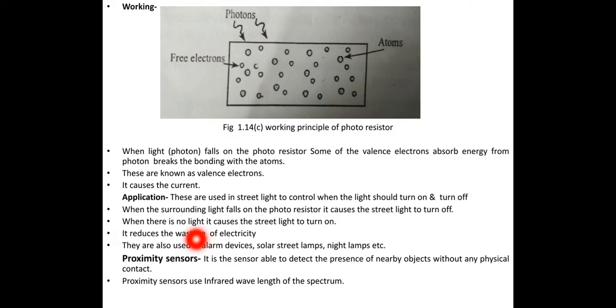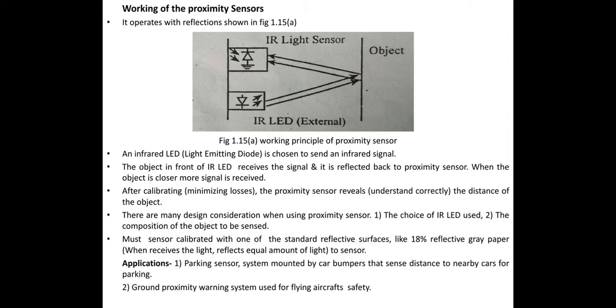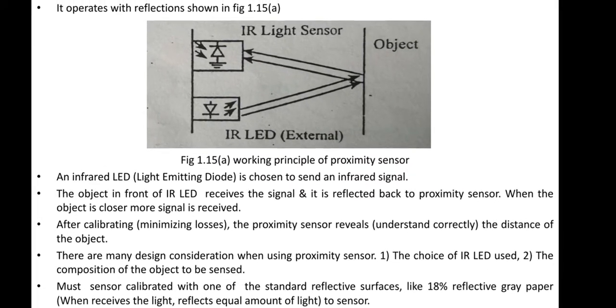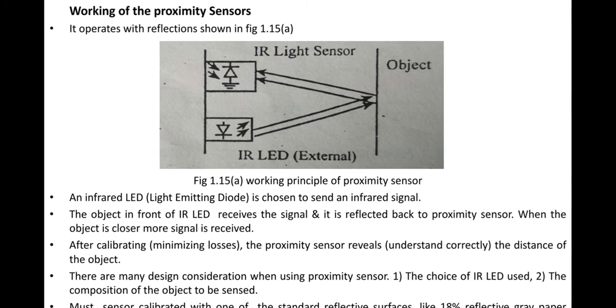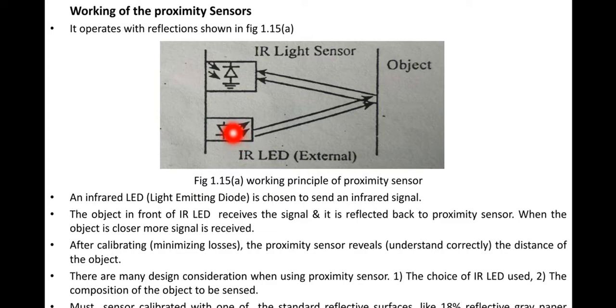Then proximity sensors. It is the sensor which is able to detect the presence of nearby objects without any physical contact. Proximity sensors use the infrared wavelength of the spectrum. Now see here, working. Now this is the IR infrared LED. This is the infrared light sensor. This is the object. Okay.